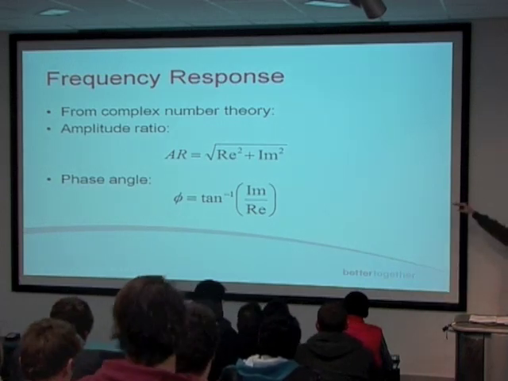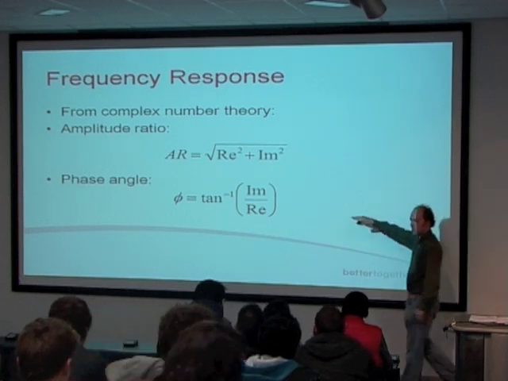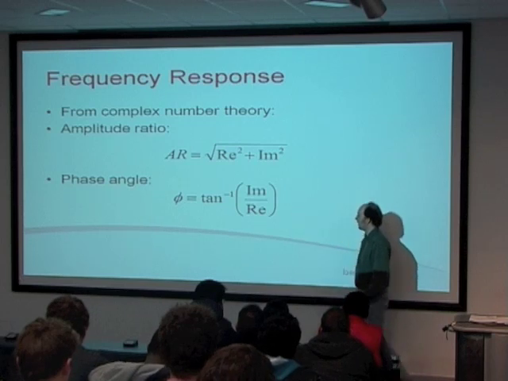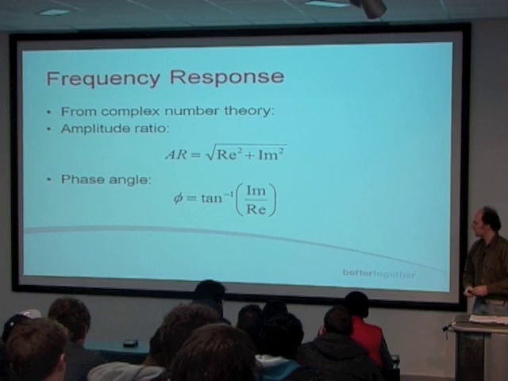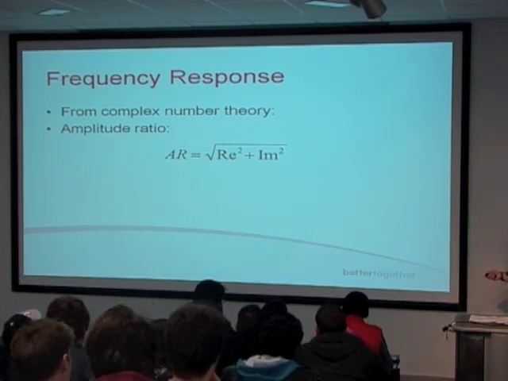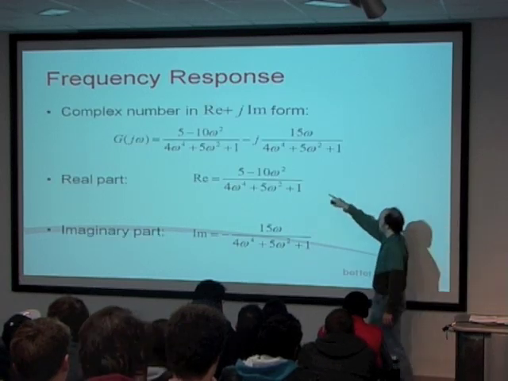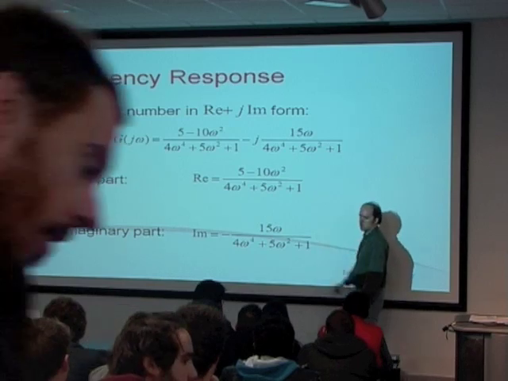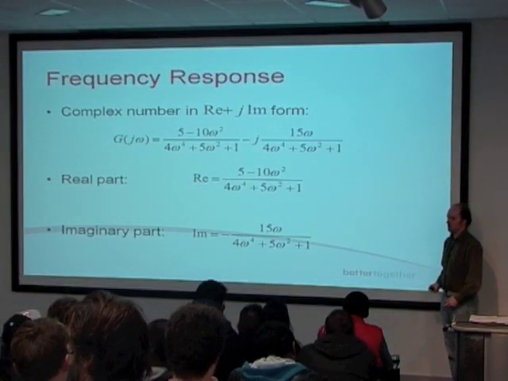So we use the Pythagoras theorem to get the amplitude ratio, and then we just use trigonometry, the inverse tangent of the imaginary number over the real number, and you get your phase angle. And so with that system, the system looked like this. What we do is we drive the system with a range of different frequencies, and then depending on the frequency, we'll get different values for the real and the imaginary part.